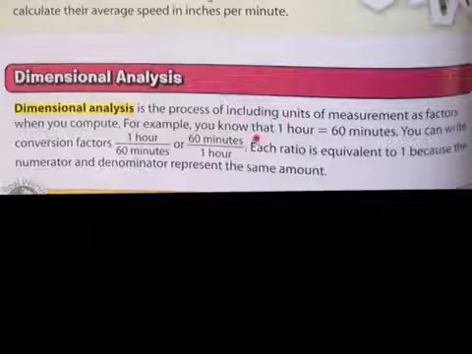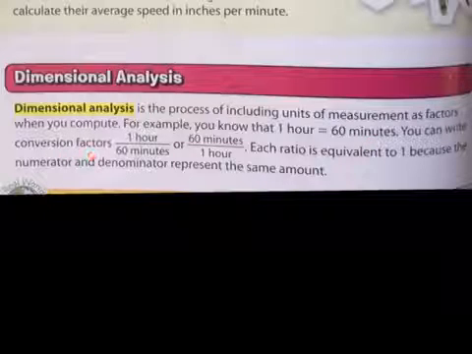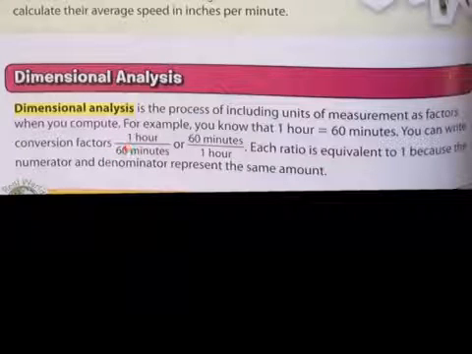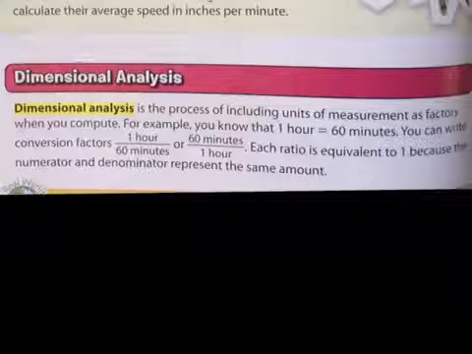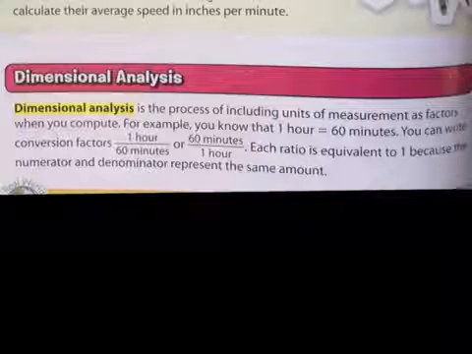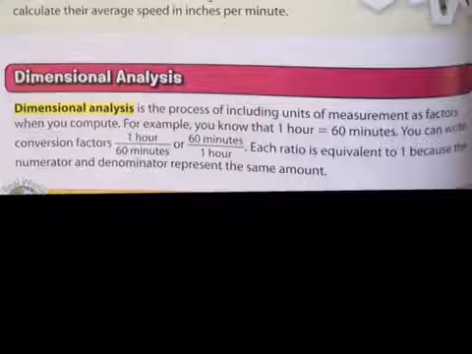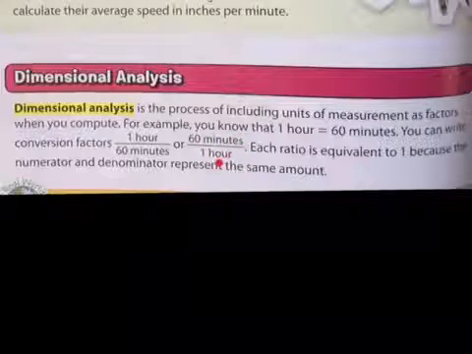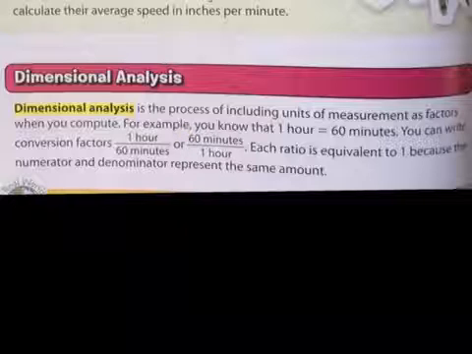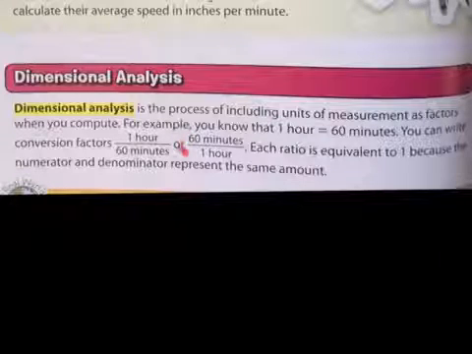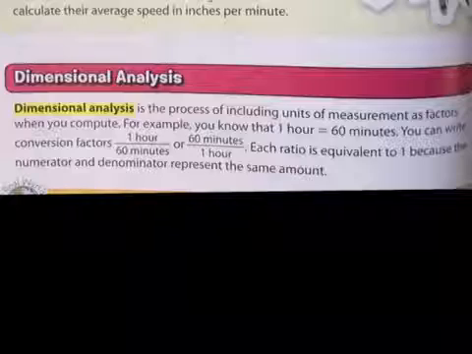For example, you know that 1 hour is 60 minutes. You can write conversion factors. For example, 1 hour is over 60 minutes, or 60 minutes over 1 hour. Each ratio is equivalent to 1 because the numerator and the denominator represent the same amount. That's why we include that minutes and hours. And this is 1, really. If we were to change this to minutes, it would become 60. If we change this to hours, it would become 1. So regardless of how we put it as a denominator or a numerator, it's going to be 1.